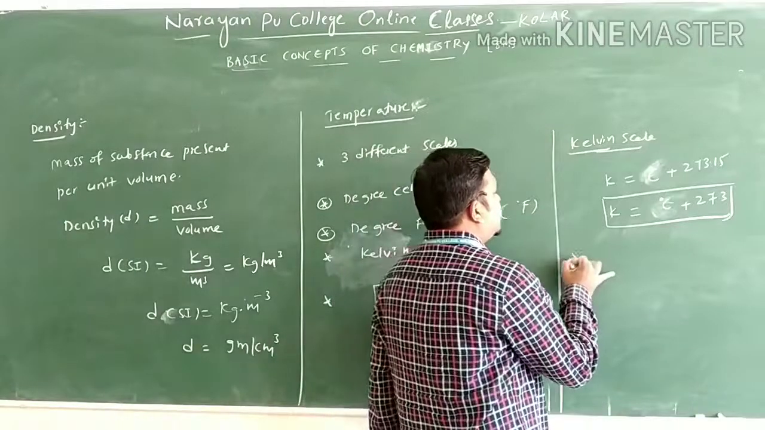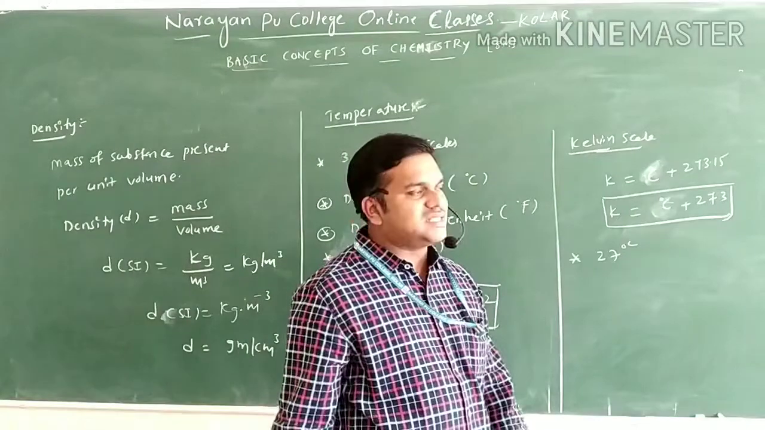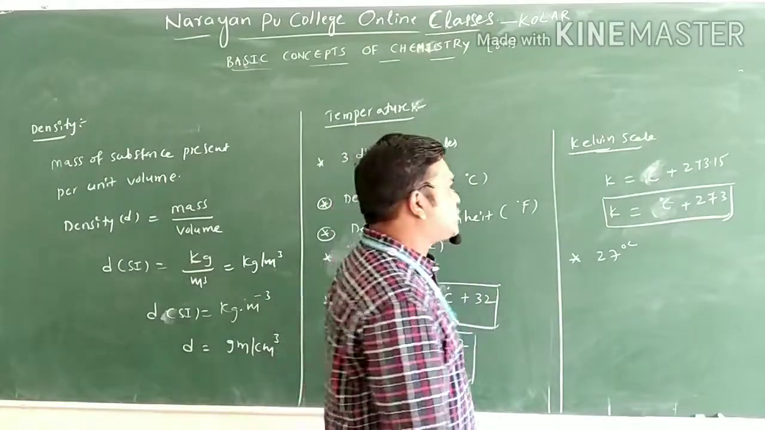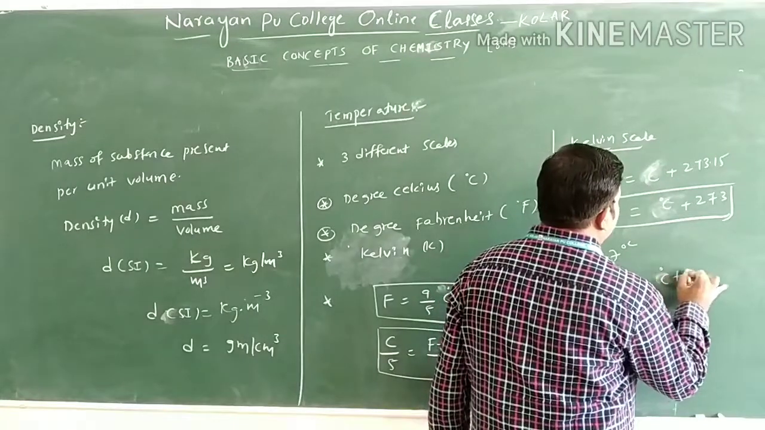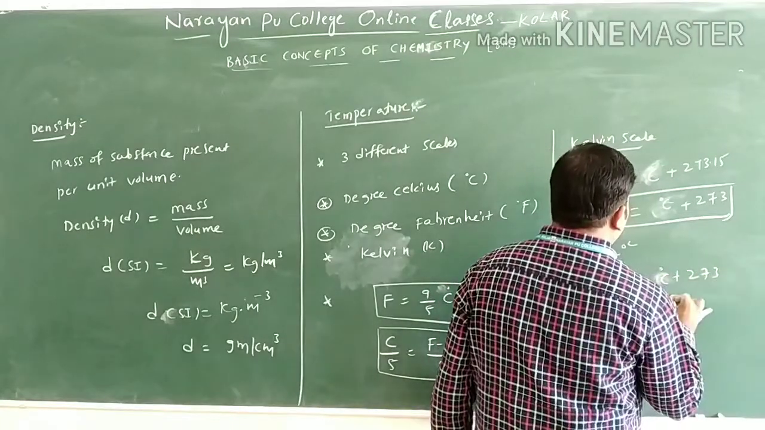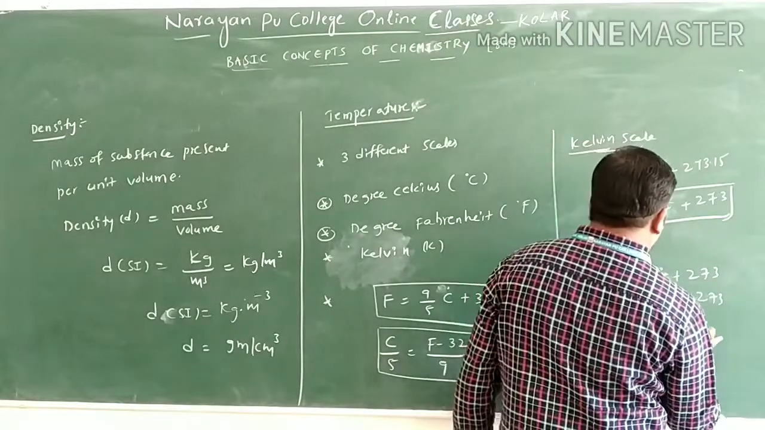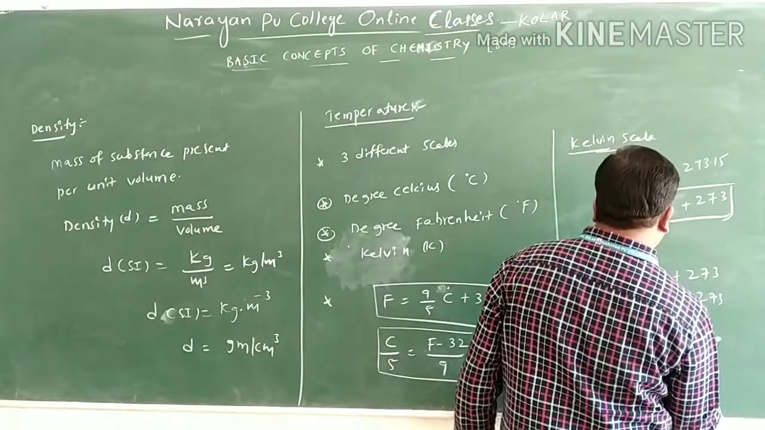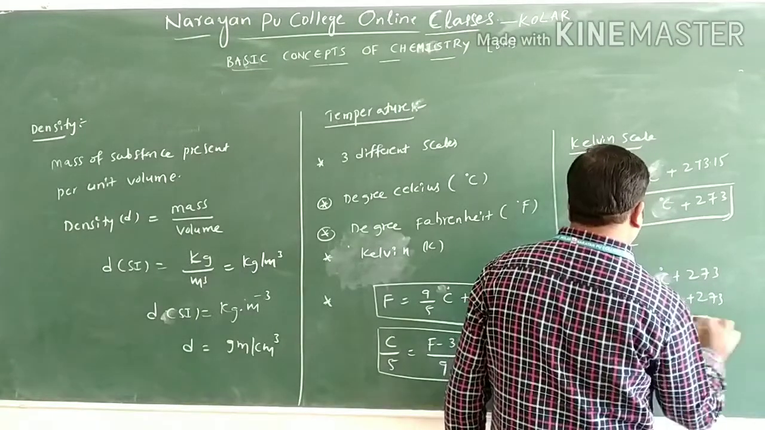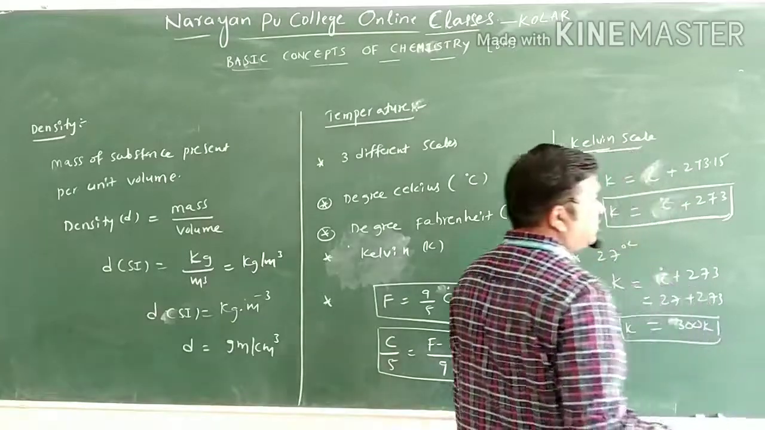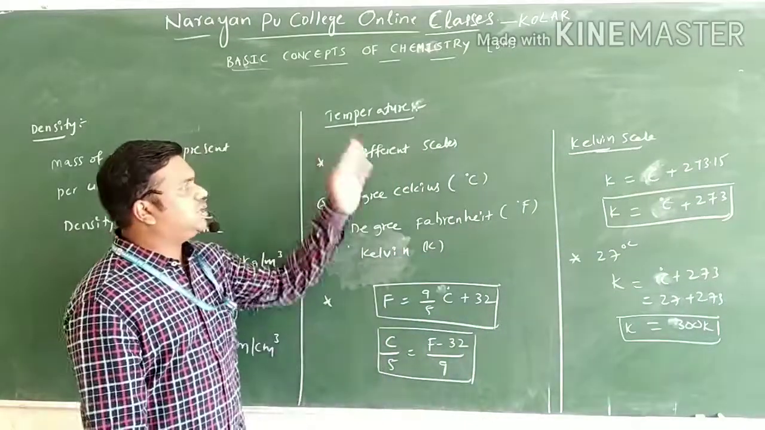Suppose you take 27 degree Celsius. How can you convert it into the Kelvin scale? Kelvin is Celsius plus 273. Here, 27 plus 273. How much do you get? 7 plus 3 is 10, so in total you will get 300 Kelvin. Like this we can do different types of calculations. This is regarding temperature.